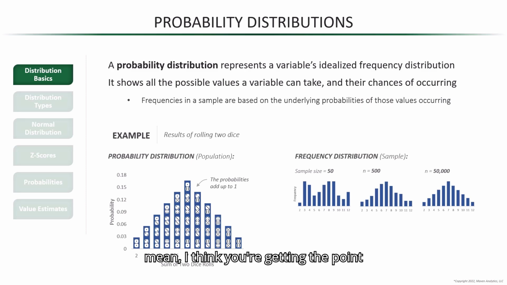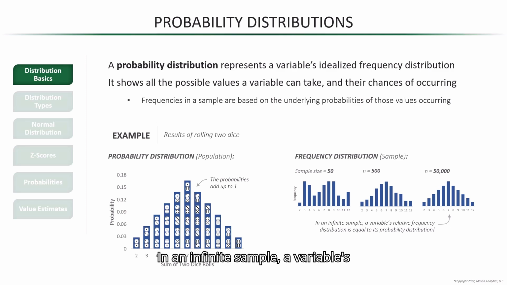I think you're getting the point now, but let me lay it out either way. In an infinite sample, a variable's relative frequency distribution is equal to its probability distribution. That's why I refer to it as an idealized frequency distribution. And that's an amazing discovery because it means that if you can identify that your sample follows a known probability distribution, then you can use it as a model for the entire population.